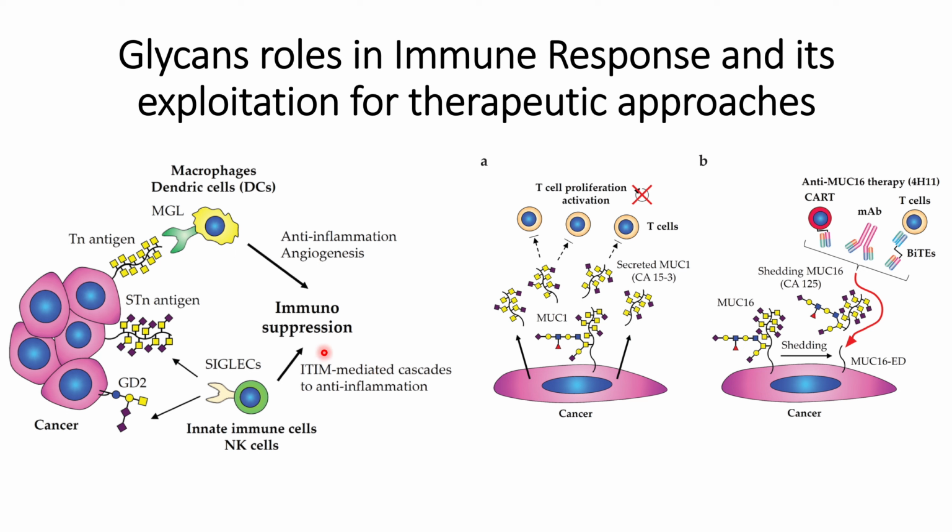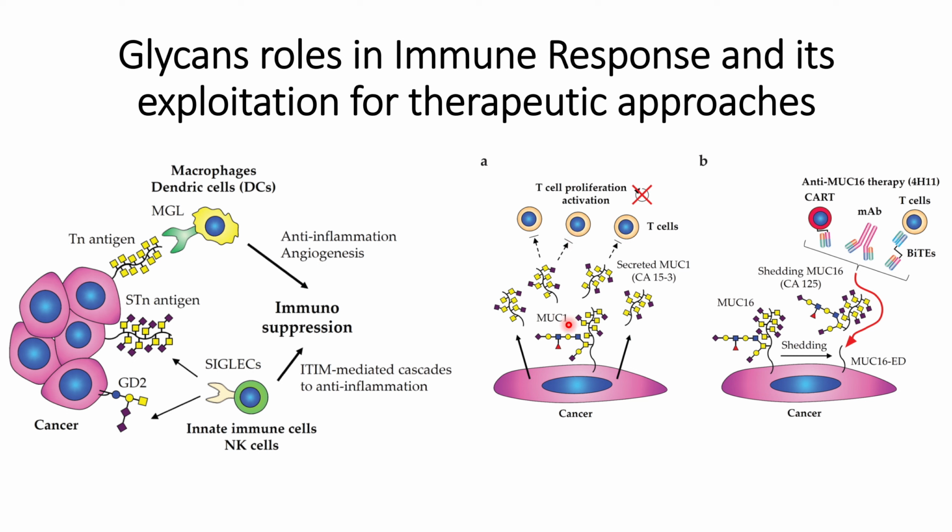So these are some examples of how overexpression of these glycans on the cancerous cells will lead to immunosuppression, as well as angiogenesis. So how can this information be used to develop therapeutic approaches? One of the approaches that can be used is to prevent the deactivation of these T cells.